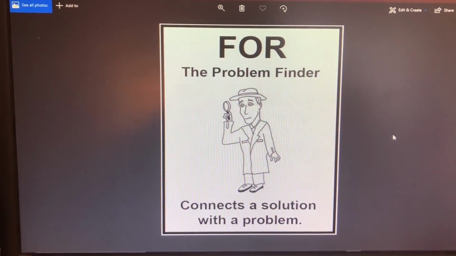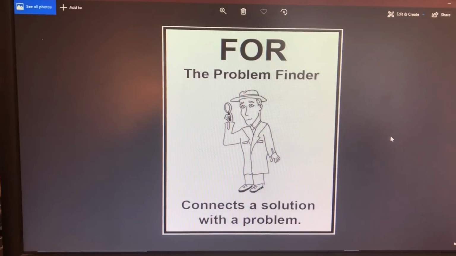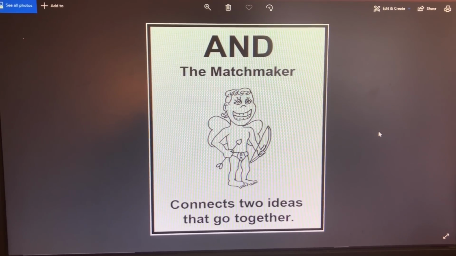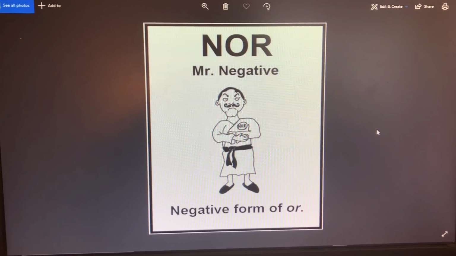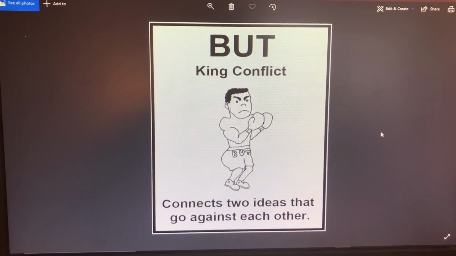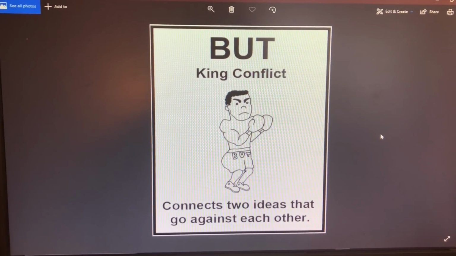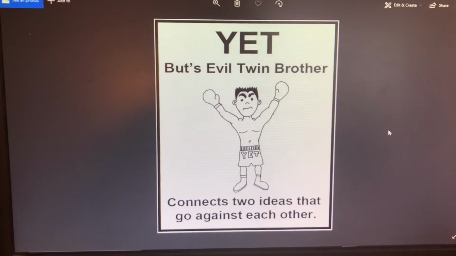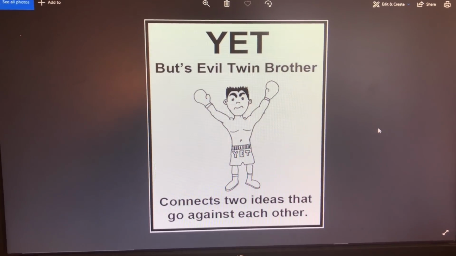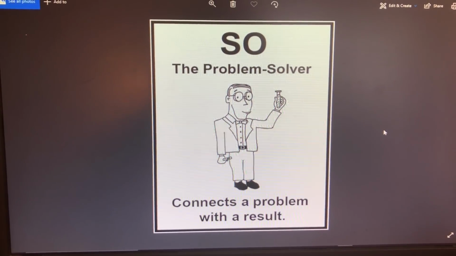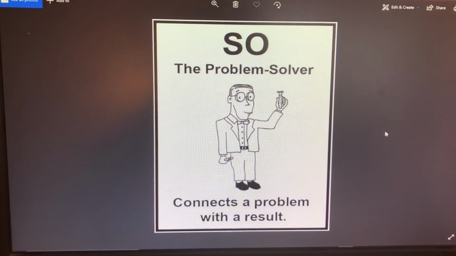So this is F, for, he is a problem finder. He connects a solution with the problem. Then we have and, the matchmaker, connects two ideas that go together. Nor, Mr. Negative, negative form of or. But, king conflict, connects two ideas that go against each other. Or, the decision maker, connects two choices. Yet, but's evil twin brother, connects two ideas that go against each other. So, the problem solver, connects a problem with a result. And those are the FANBOYS.